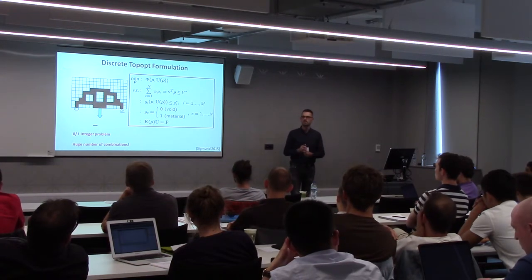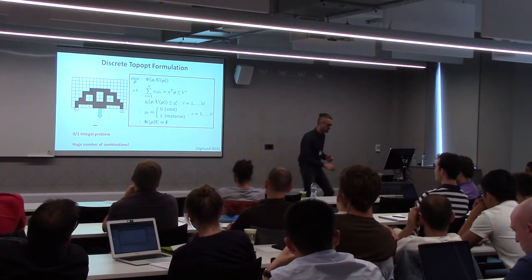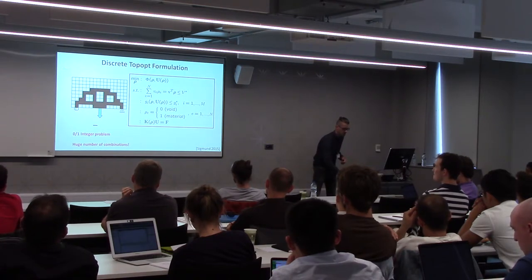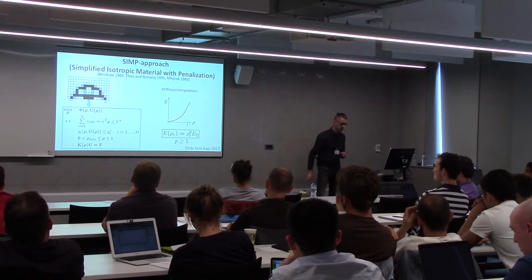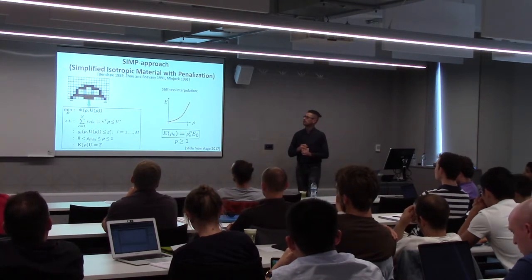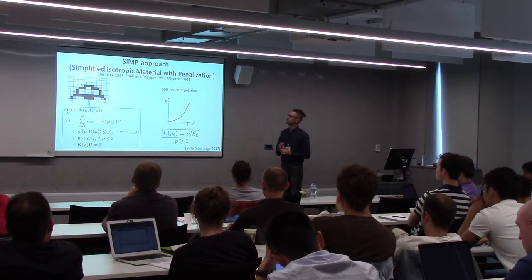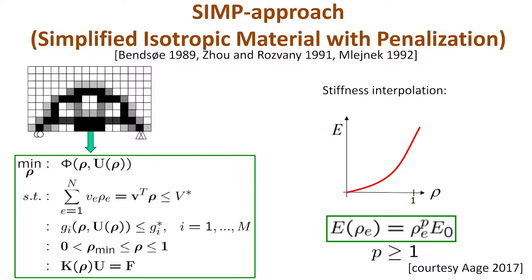And solving it directly in a discrete way is hard. So what people do instead is, there are many techniques to somehow change this problem a little bit and solve it in a different way. One way, and this is actually quite popular, is this approach called SIMP, which stands for simplified isotropic material with penalization. The whole idea is that you relax the problem a bit, so you change it from having discrete values. You now allow your material densities to be continuous, so they can be between 0 and 1.